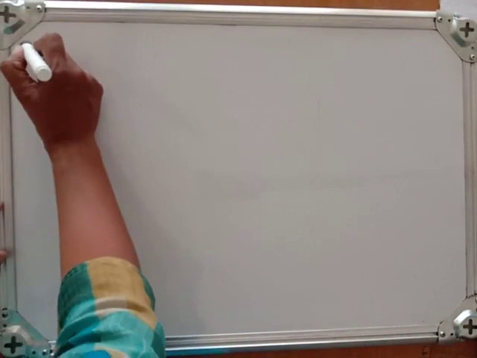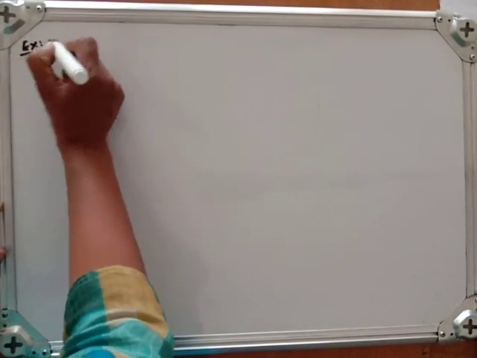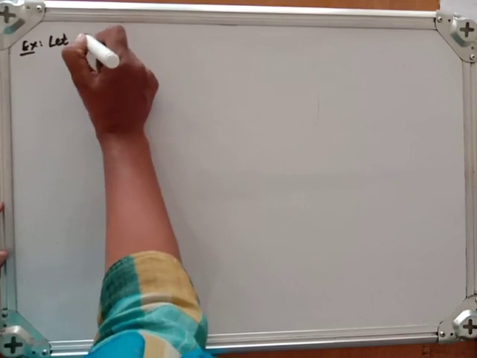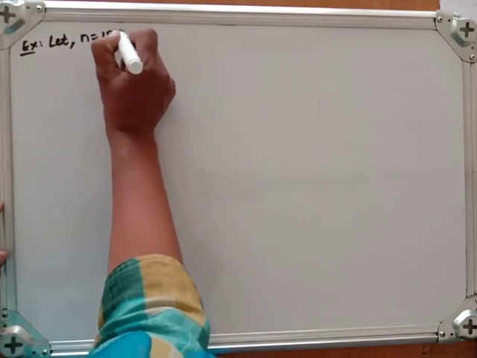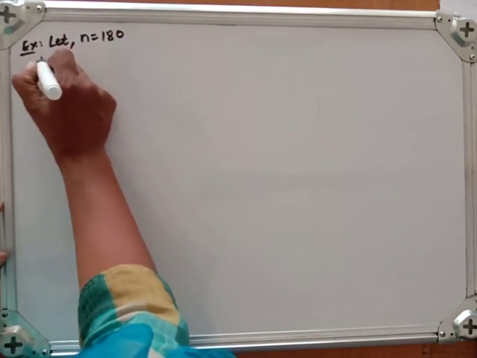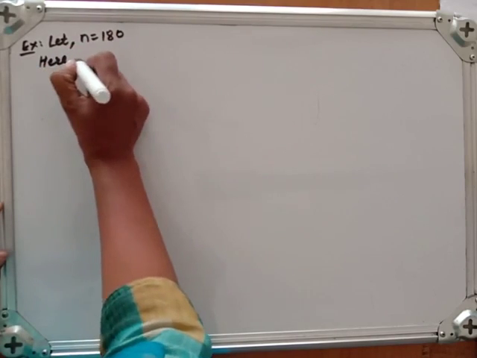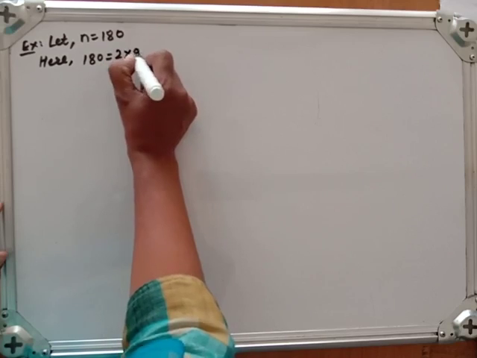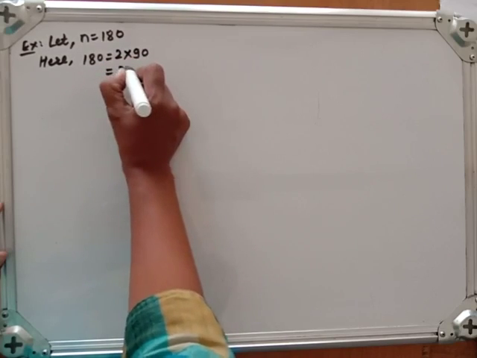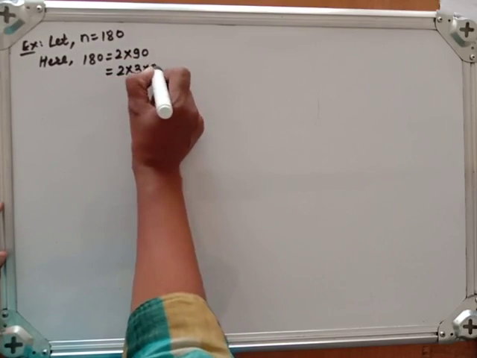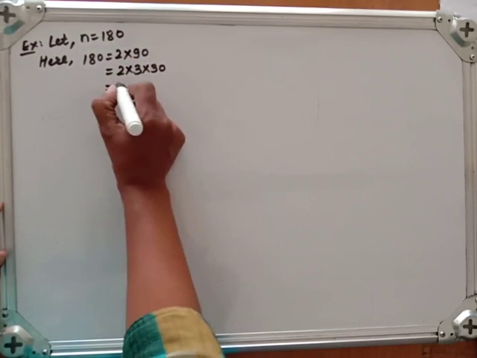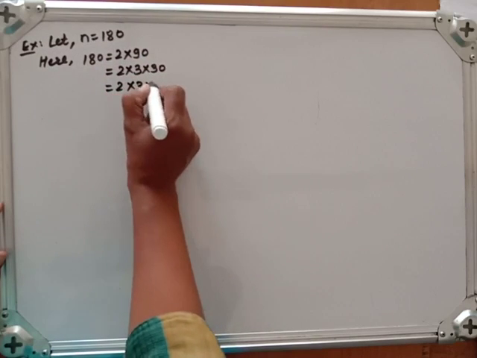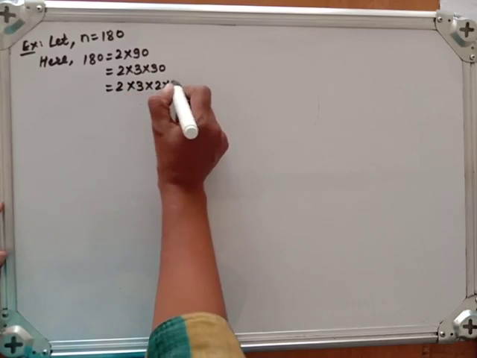So for example, let n equal 180. Here 180 is equal to 2 into 90. So it will be 2 into 3 into 30. So it will be 2 into 3 into 2 into 15.